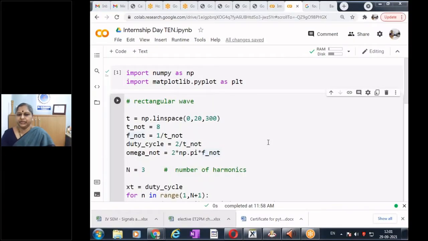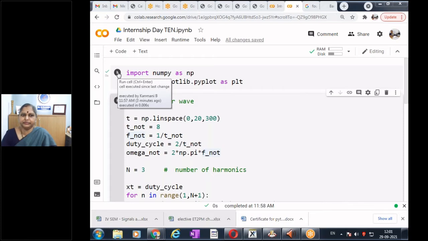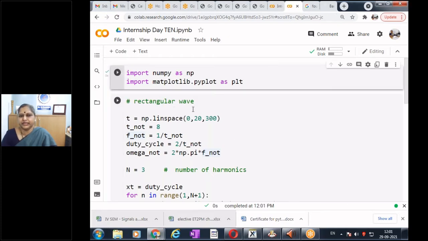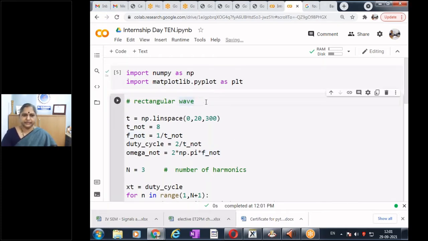Example, the rectangular example, and then we will do the... we will take one or two examples in Fourier transforms and write the code. So this is the first one. So please create it, and this is the rectangular Fourier series representation of a rectangular wave.